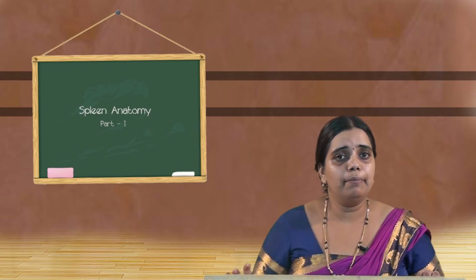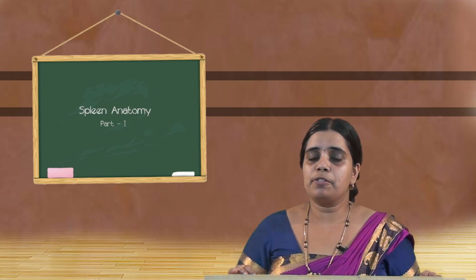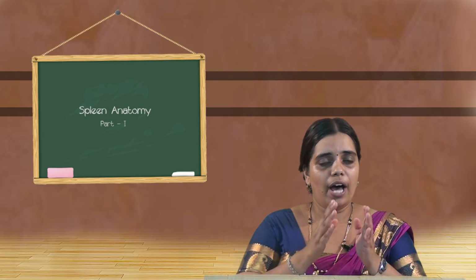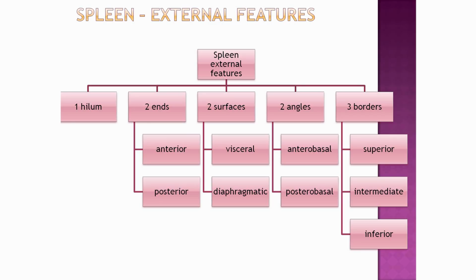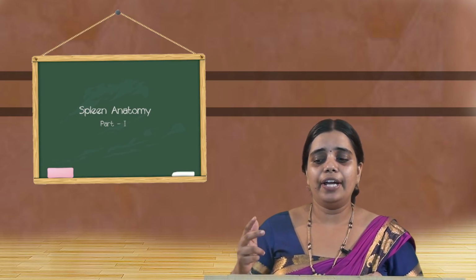So, in the whole table, it is very easy to remember the external features of spleen. You have to remember 1, 2, 2, 2 and 3: 1 hilum, 2 ends, 2 surfaces, 2 angles and 3 borders. The 2 ends are posterior and anterior. The 2 surfaces are visceral and diaphragmatic. The 2 angles are anterobasal and posterobasal. And the 3 borders are superior, intermediate and inferior.